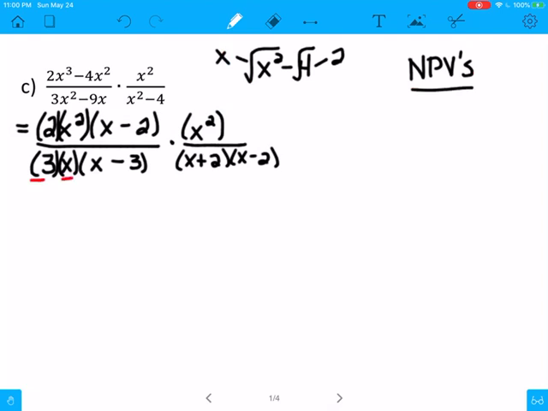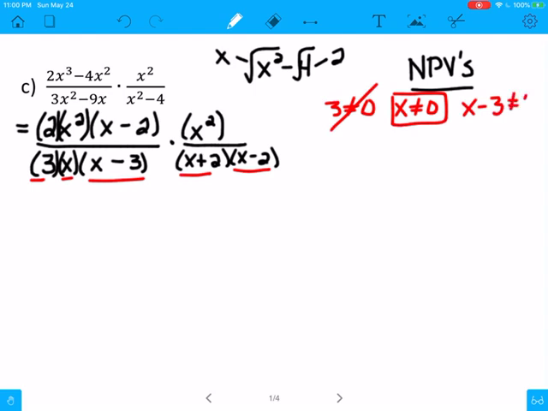So it's with the 3, the x minus 3, the x plus 2, the x minus 2. So I have 3 cannot equal 0, not an NPV. I have x cannot equal 0, that one's done. I have x minus 3 cannot equal 0. Add 3 to both sides. So I get x cannot equal 3.